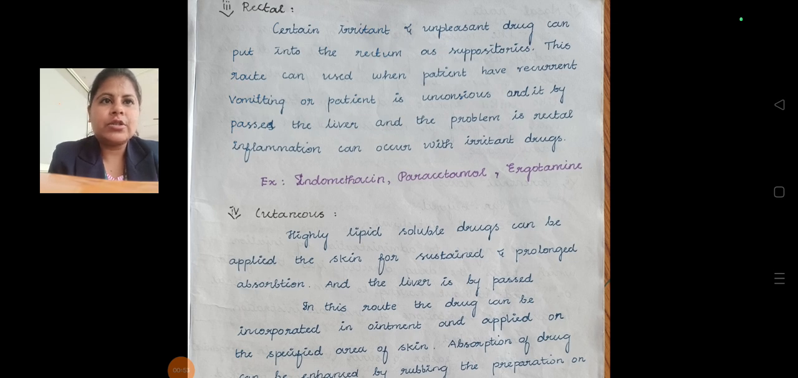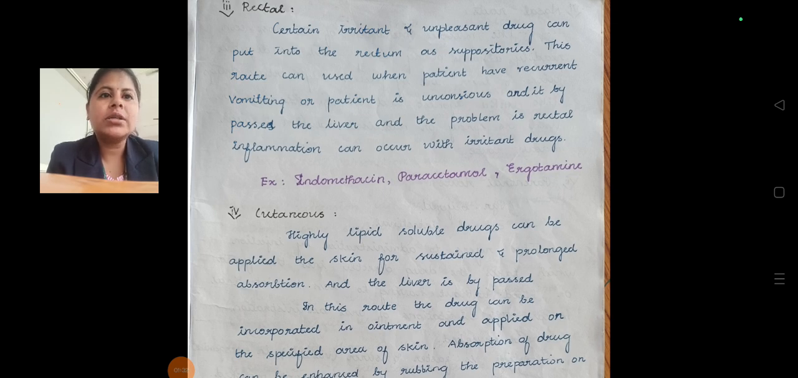So the rectal route is where certain irritant or unpleasant drugs are administered into the rectum by means of suppositories. This route is used when a patient is having recurrent vomiting or is in an unconscious state. The main advantage of this route is that it also bypasses the liver. The main disadvantage is that it may lead to inflammation when certain irritant drugs are used. For example, indomethacin, paracetamol and ergotamine.